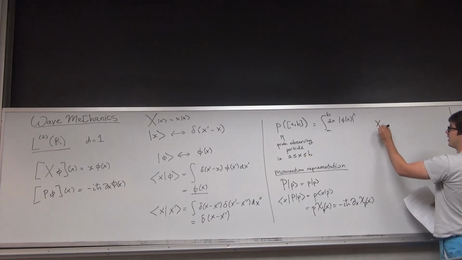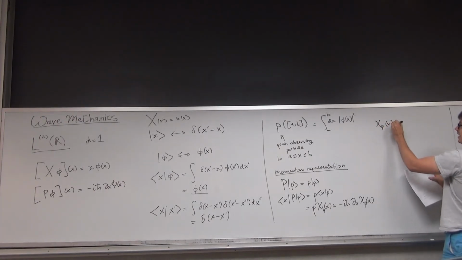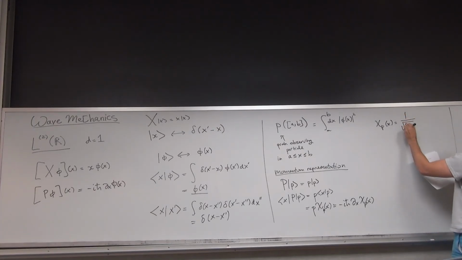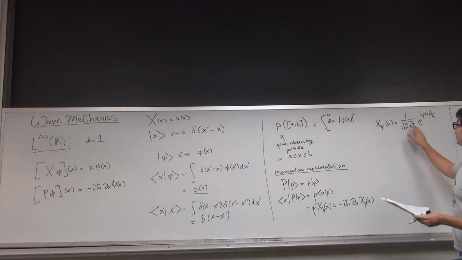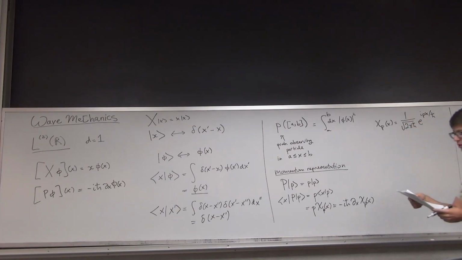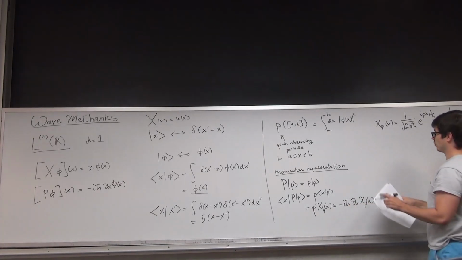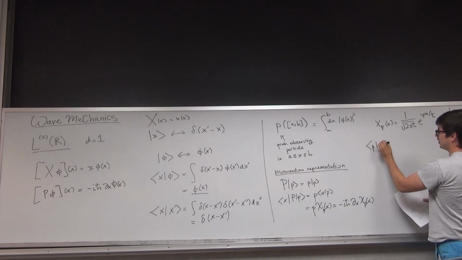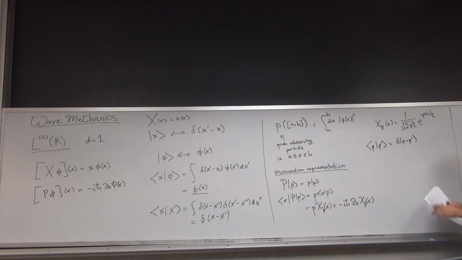So chi of p of x has to be equal to 1 over the square root of 2 pi h bar times e to the i p x over h bar. And why do we choose this normalization? It's to ensure that you have orthonormality, that p dotted into p prime is this.